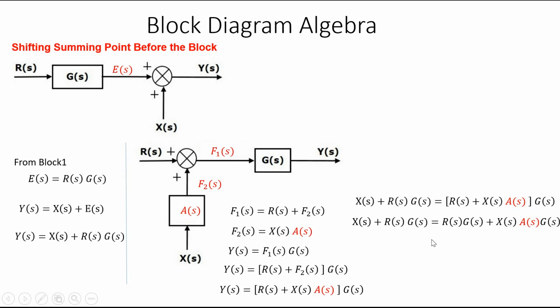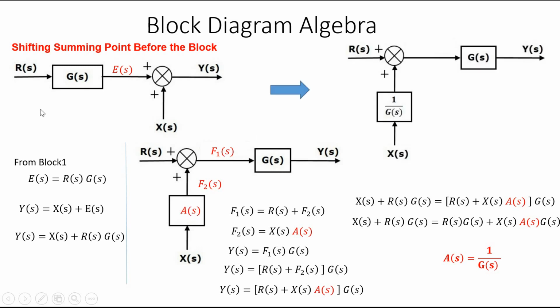So x of s can be cancelled, and we get a of s equal to 1 by g of s, which means the value of a of s is 1 by g of s. We can convert it like this: if we shift this to this side, we have to multiply the x of s here by 1 by g of s.